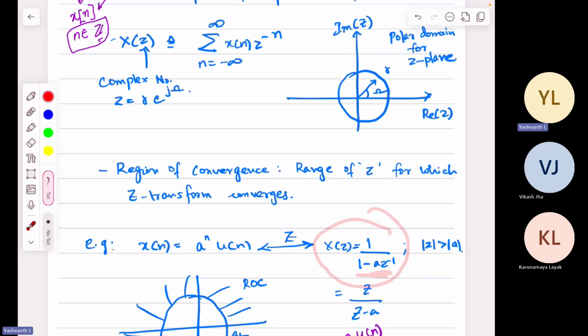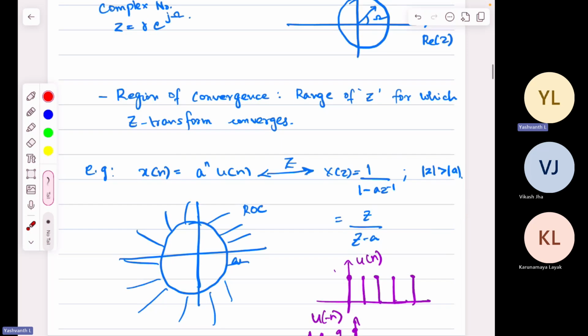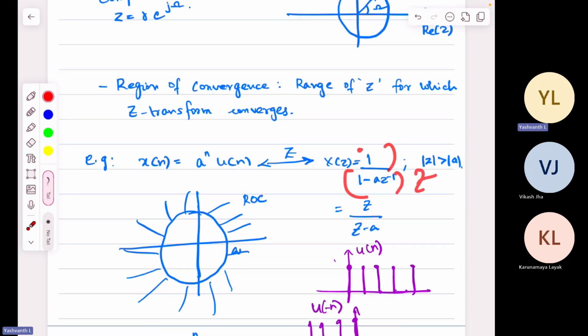However, that geometric series admits this formula only if the modulus of a z inverse is less than 1, or mod of z is greater than a. Multiply by z on numerator and denominator, and you will get z by z minus a. So x of z, the z transform, is given by z by z minus a, with the ROC given by mod of z greater than mod of a.